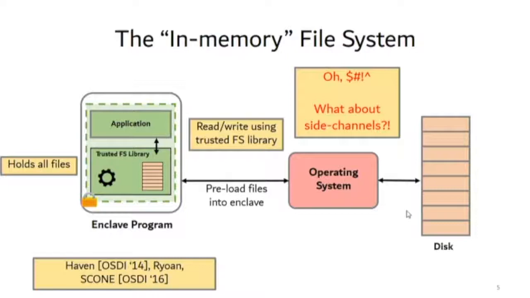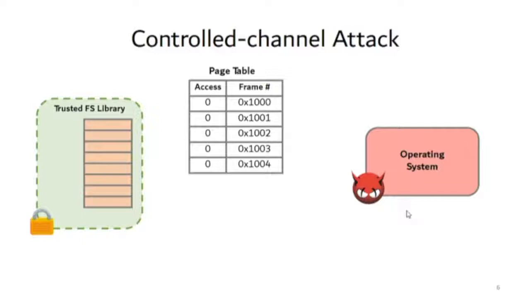So this work has been proposed by a bunch of OSDI papers over the course of 2 years. So let's dive deep into the side channel attacks against SGX. There's an attack called the controlled channel attack. To understand this attack, consider that in modern operating systems there is a concept of paging and a concept of page tables. The page tables are accessible both to the processor and to the operating system. Let's suppose you have this trusted file system library, which is part of the in-memory file system that we just saw in the previous slides.